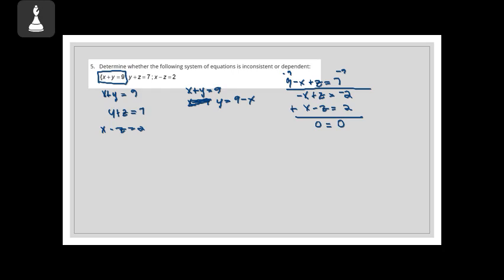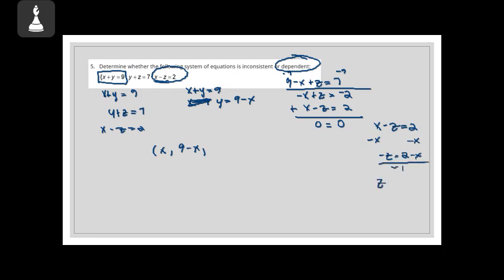So what I need to do is pick a variable and then solve all the other variables in terms of it. I'm going to let x be x because y we already solved in terms of x. Y is 9 minus x. And then we need to solve z in terms of x. So now I'm going to use this equation, x minus z equals 2, and solve for z. Subtract x. Negative z is 2 minus x. If I divide everything through by negative 1, z equals negative 2 plus x.